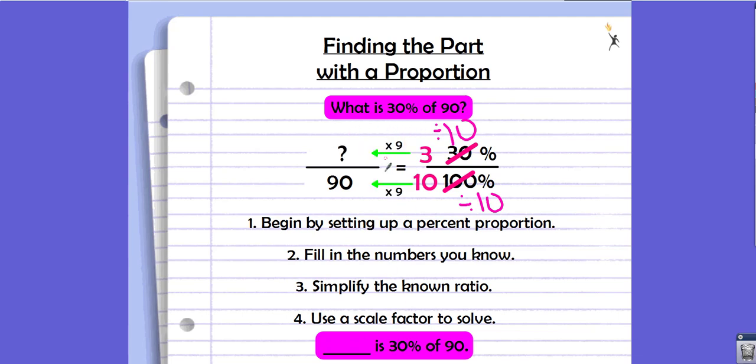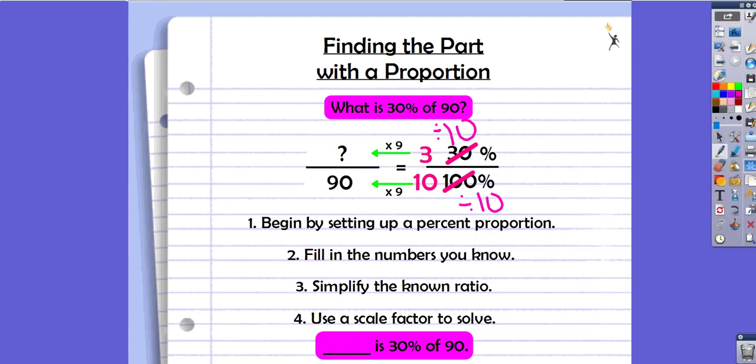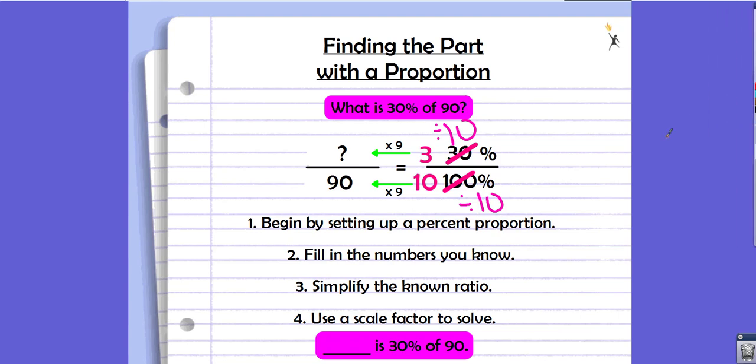And I can do that by multiplying by 9. I know 10 times 9 gives me 90, so to find this answer I need to do 3 times 9. And 3 times 9 gives you what? If you got 27, you are absolutely correct. 27 is 30% of 90.